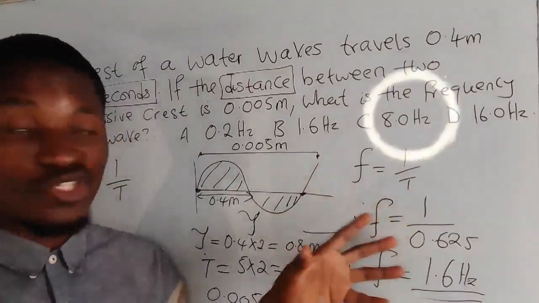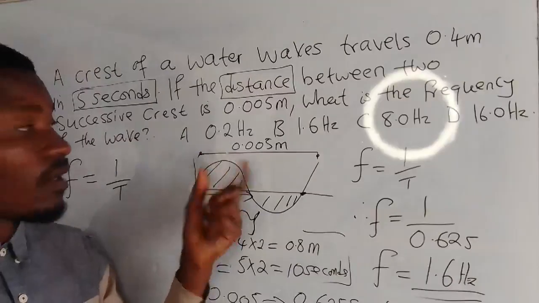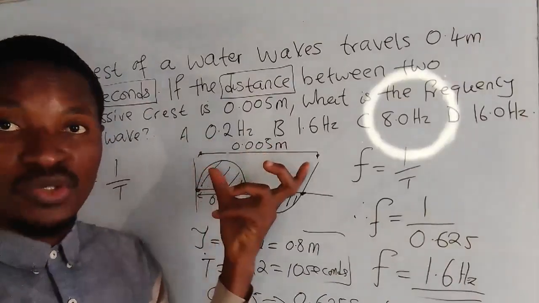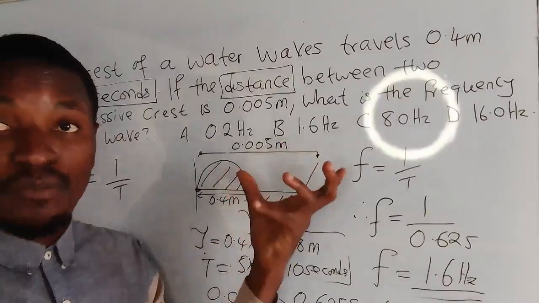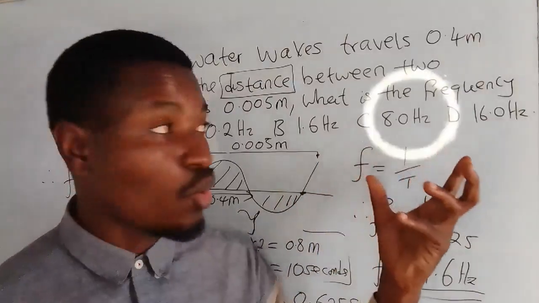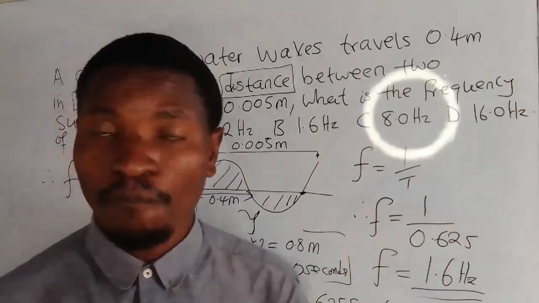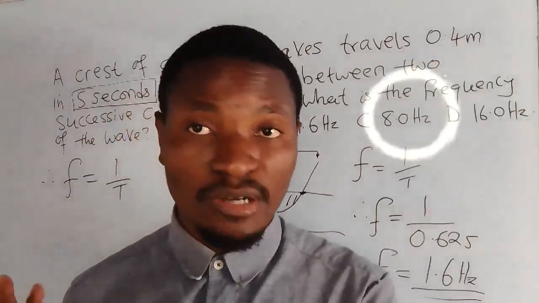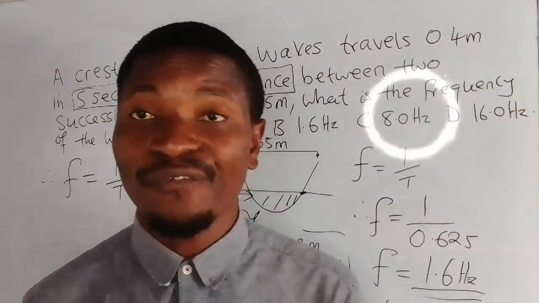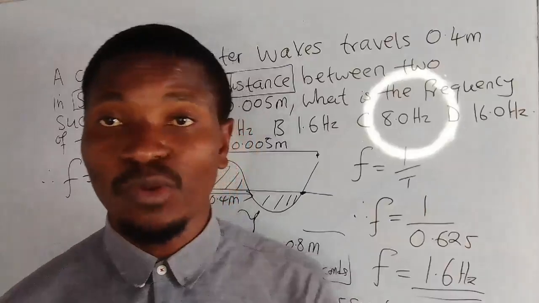So this is a multiple choice question. You can see that A is 0.2, B is 1.6, C is 8.0, and D is 16.0. So now what you have just seen is how you can go about finding the frequency of the wave in such an instance.